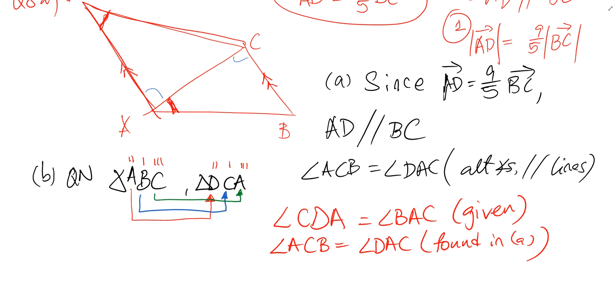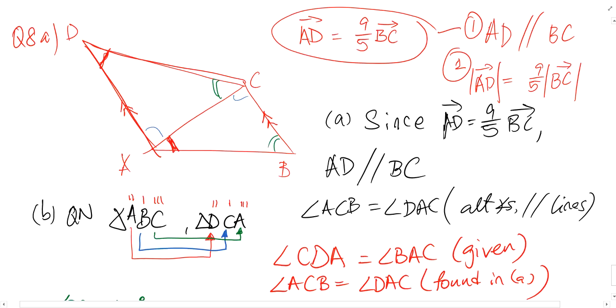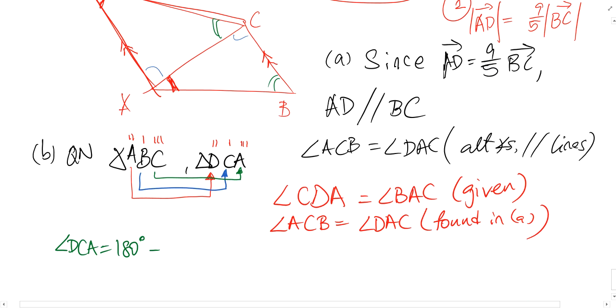But this is the recommendation from this angle over here in green. So I say that angle DCA equals 180 degrees minus the first two angles, CDA, then minus angle DAC. So reason, angle sum of triangle.